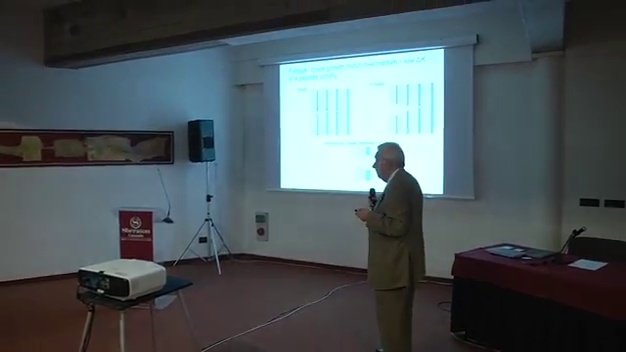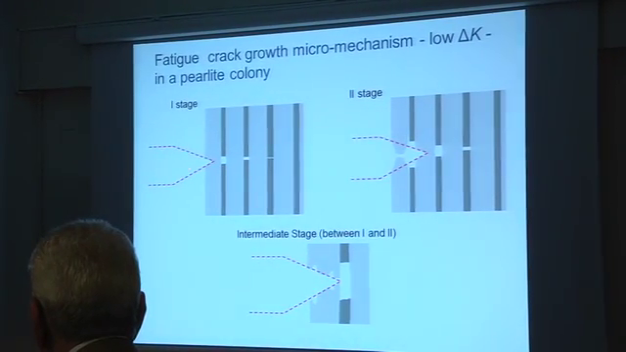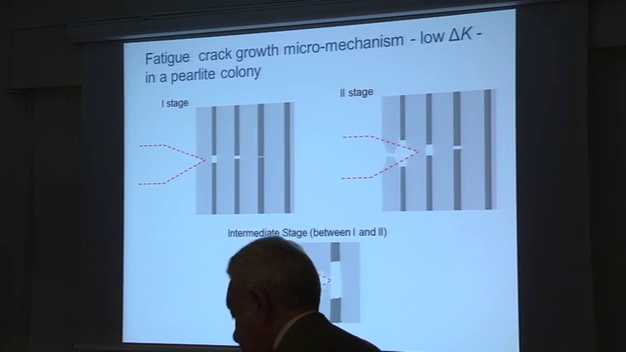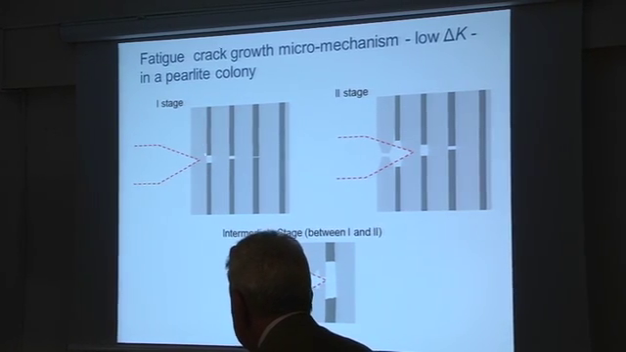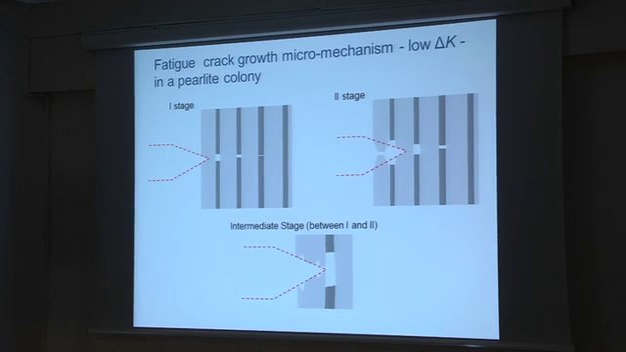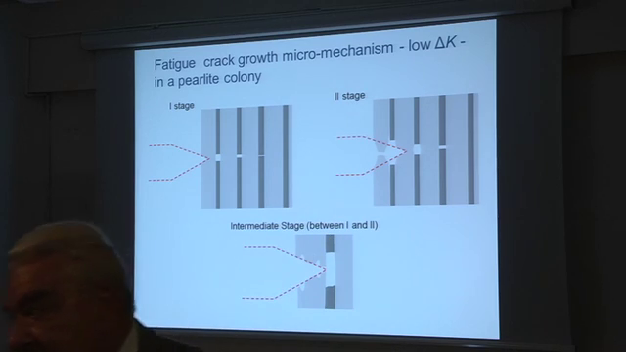So let us give a look to this simple model. This is the crack that is advancing and is progressing into a ferrite lamella. And in front of it, there are cementite lamelle that are already broken by the fact that they cannot withstand the strain that is associated with the plastic zone. And after this stage, this is a ferrite lamella that is broken, this is a cementite that is already broken, and then it goes into the next ferrite lamella that withstands the situation.